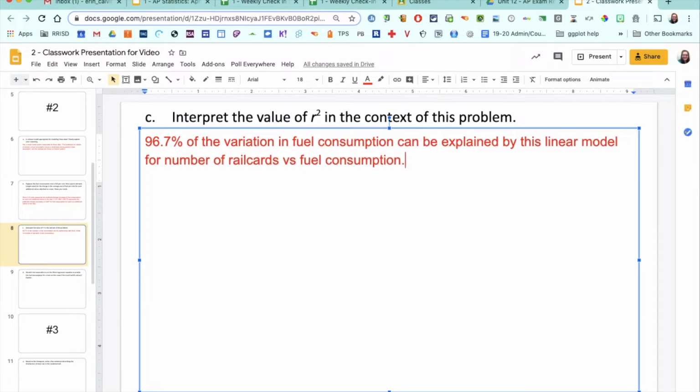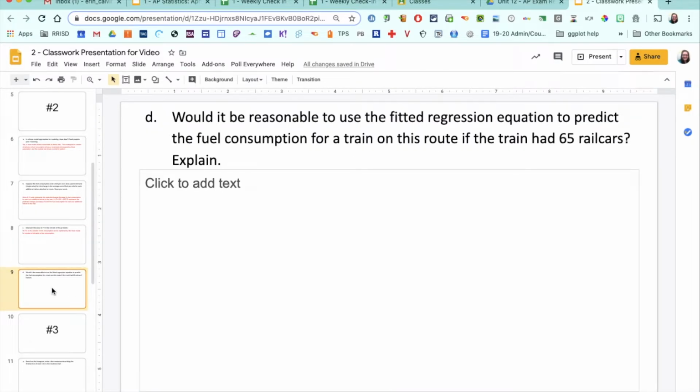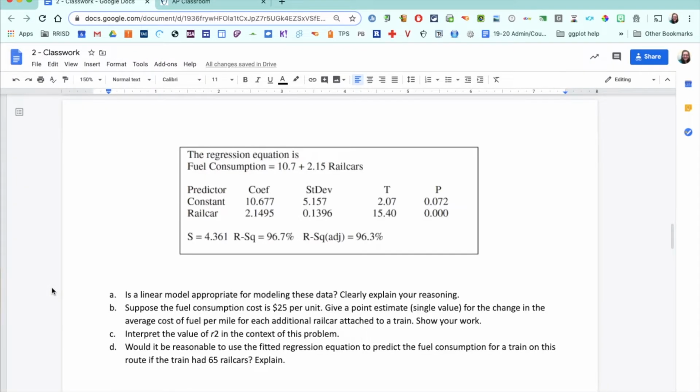So 96.7% of the variation in fuel consumption can be explained by this linear model for number of rail cars versus fuel consumption. And that is part C. So then last but not least, part D is asking, would it be reasonable to use the fitted regression equation to predict the fuel consumption for a train on this route if the train had 65 rail cars?